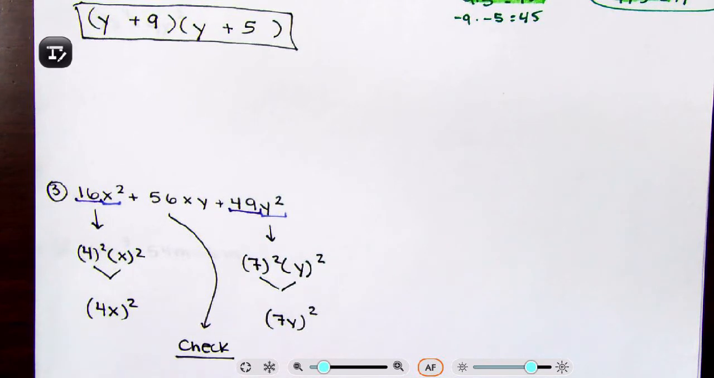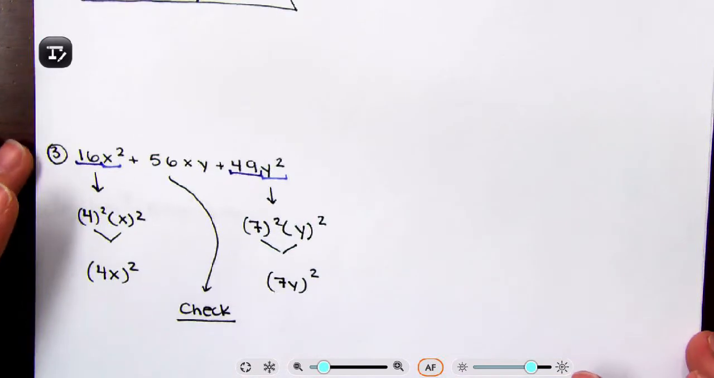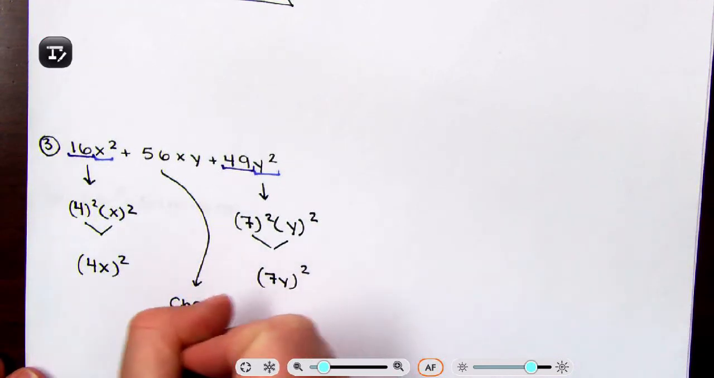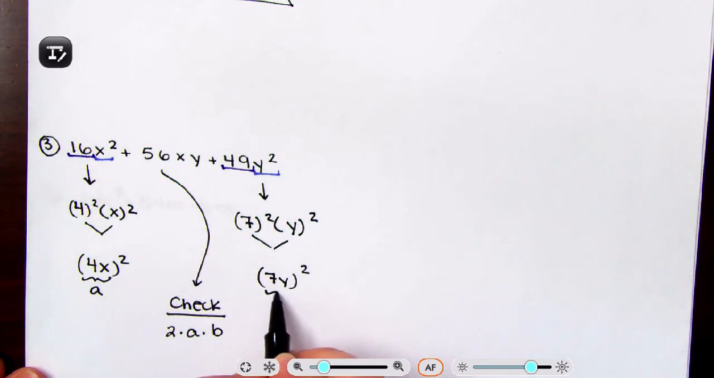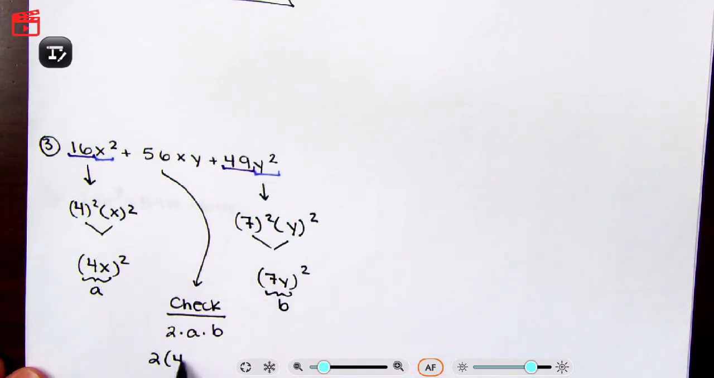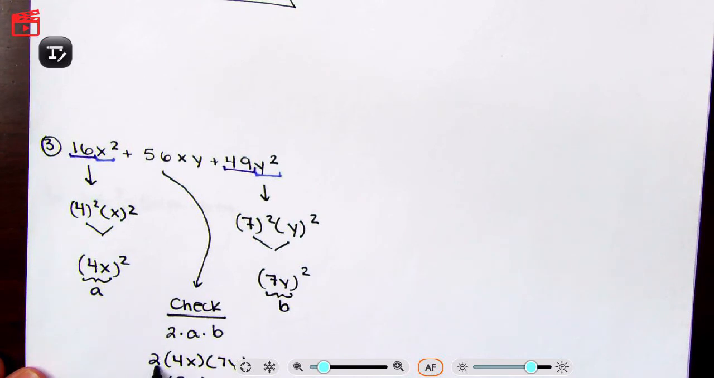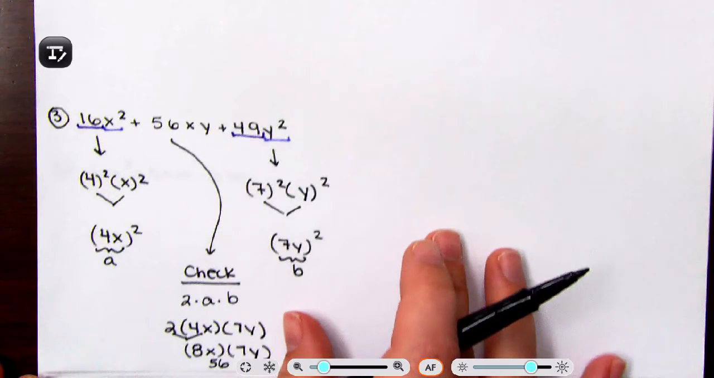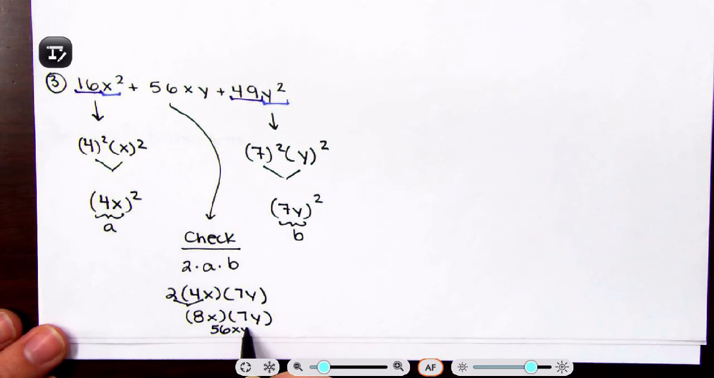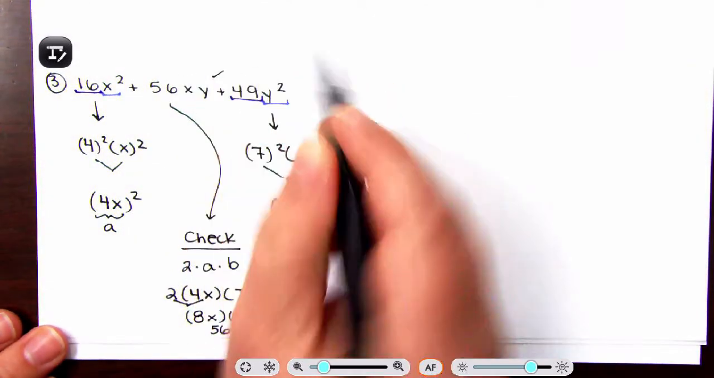If it works, then we have the square of a sum. So here's our check: 2 times A times B. This is our A bubble, and this is our B bubble. So 2 times 4x times 7y. 2 times 4 is 8, so I have 8x times 7y. 8 times 7 is in fact 56, so this is 56xy, which does match up to this middle term here.